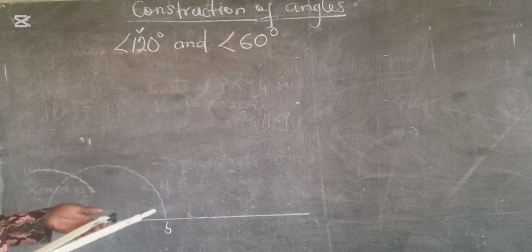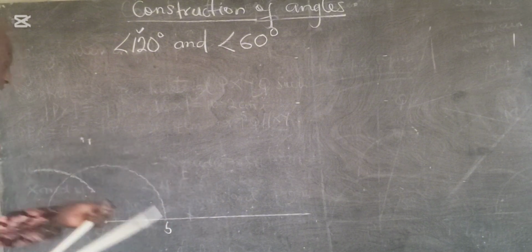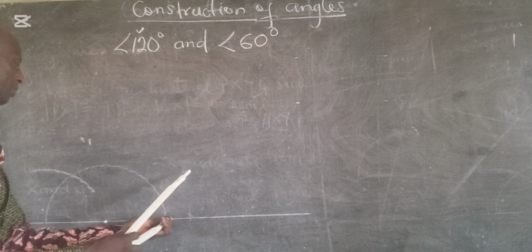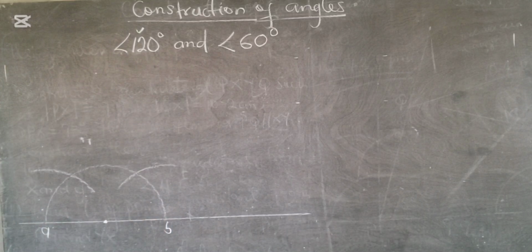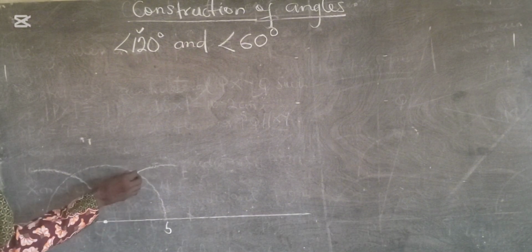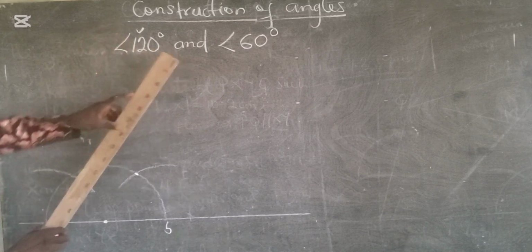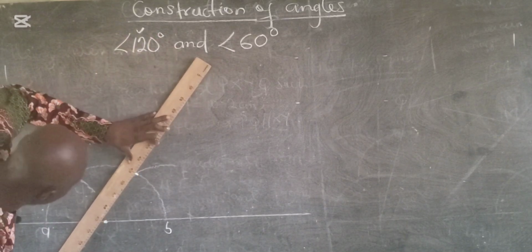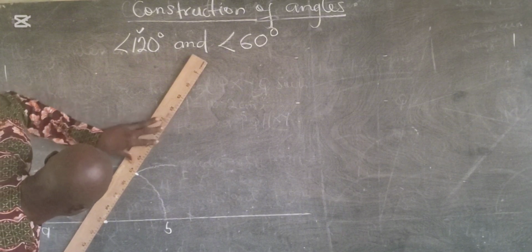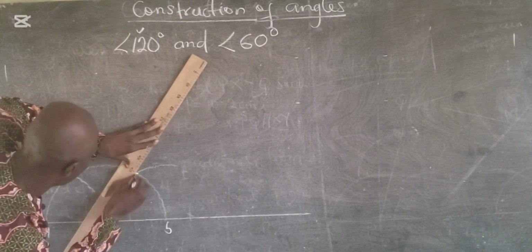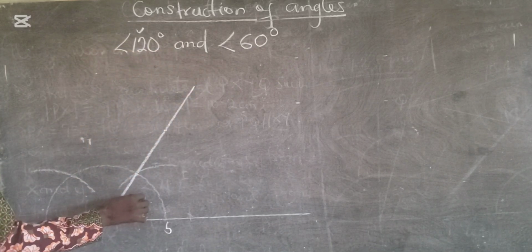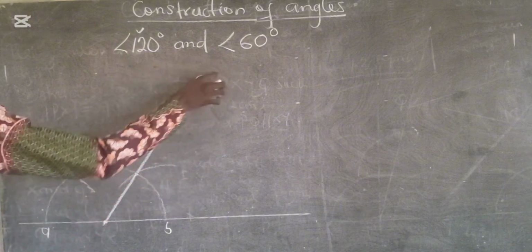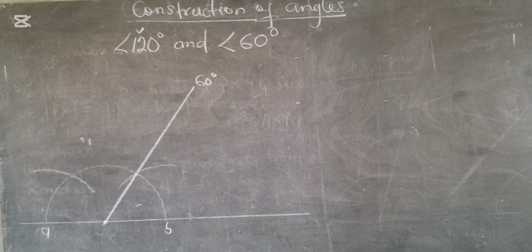Then if I want to construct 60 degree, put it at B. You cut that too. Then you draw a straight line from your point to touch this point of intersection. You touch both ends, you touch here, you touch here, you draw a straight line. So this angle is 60 degrees. Let me write it here. I want to show you that angle is 60 degrees.